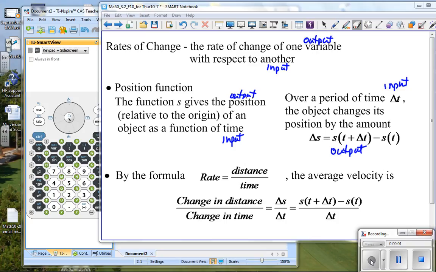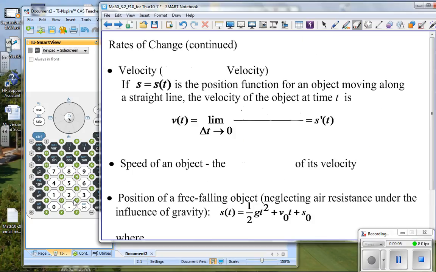Beginning part F of section 3.2. We're going to move on in some more definitions here. The rates of change. We talk about velocity in this class a lot, and velocity is our instantaneous rate of change. We talk about it as instantaneous velocity because it is the derivative.